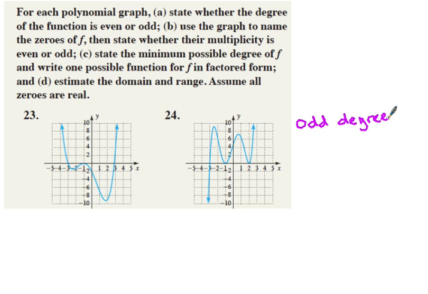Use the graph to name the zeros. So our zeros in this case, we'd be able to look at. So our x-intercepts are going to be negative 3, negative 1, and positive 2.